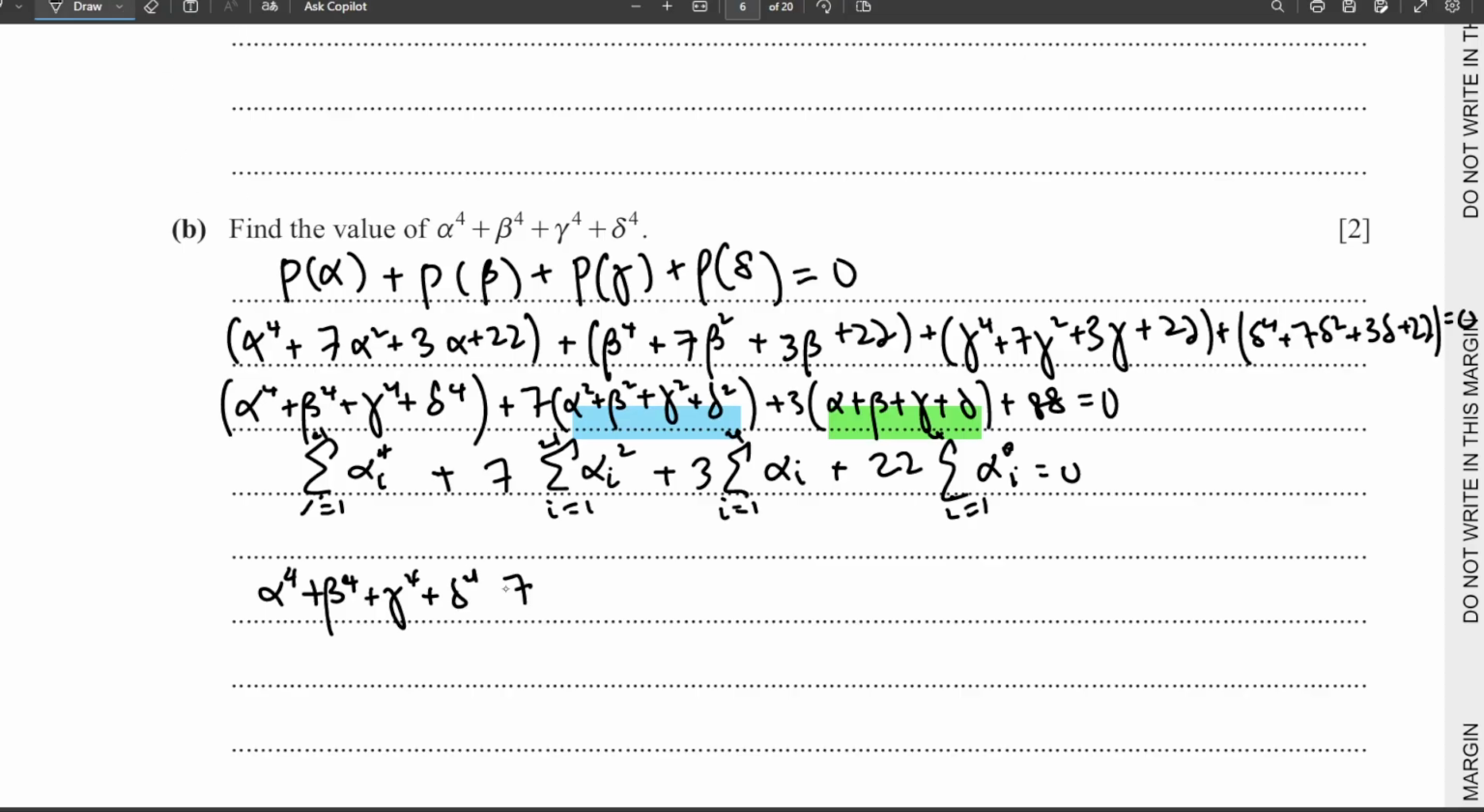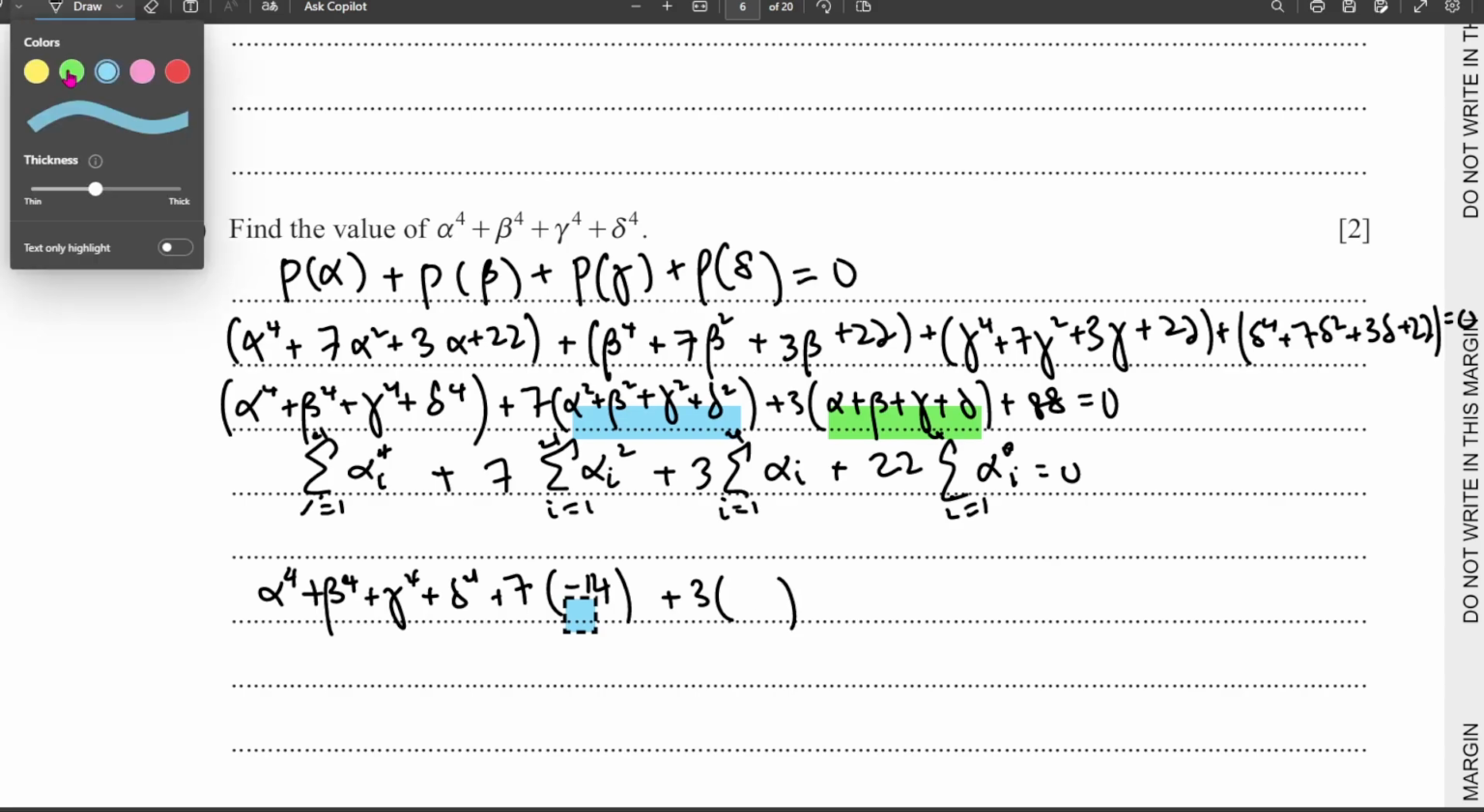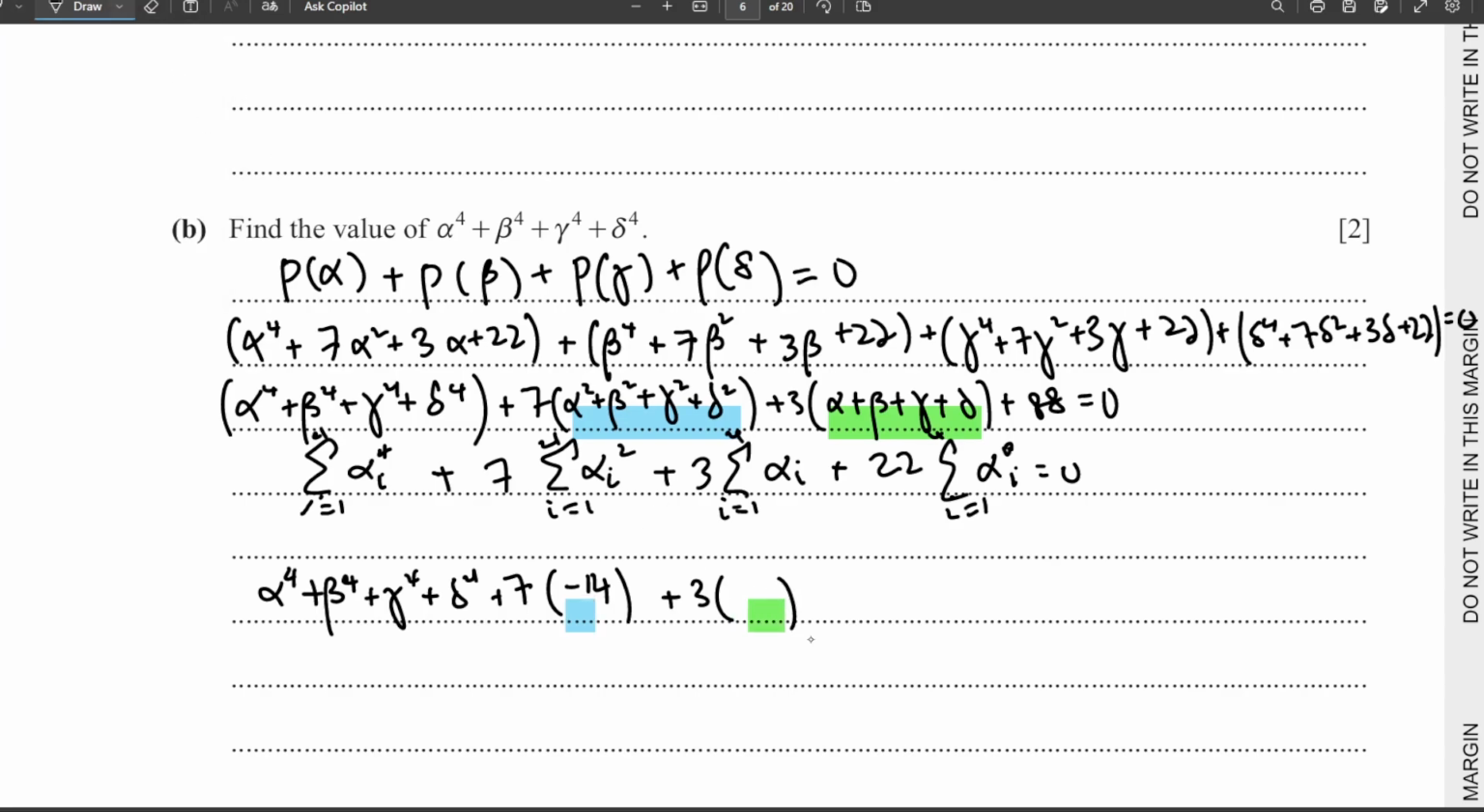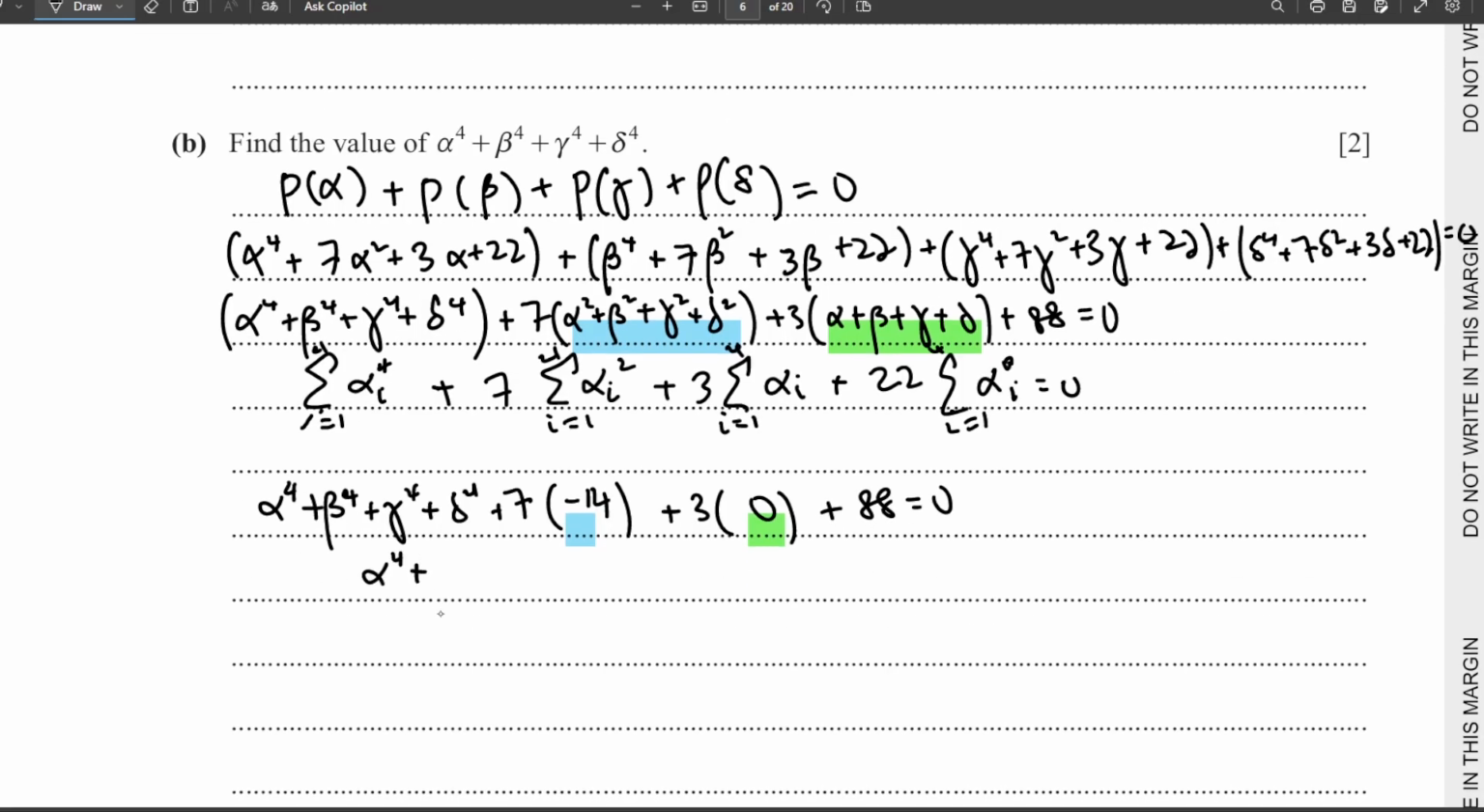So again, 7 times the sum of squares, that is 0, right? Yeah, highlight in blue. Sorry, sum of squares is not 0. Sum of squares is negative 14. And 3 times the sum of the roots, that is 0. And 88. So you just have to isolate the parameter that we want to find, and you should be able to get 10. Okay, so that's part B, to find the sum of the power of 4 of the roots.